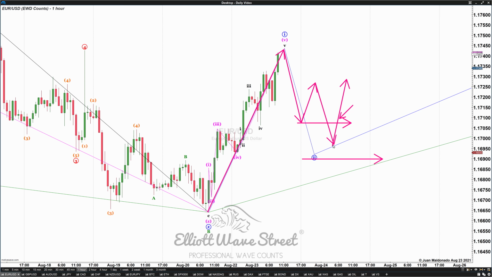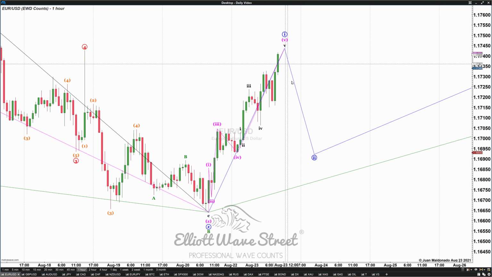The stop loss will be below the end of wave 2. Small stop loss. I'd like to use 30 pips and just jump into this buy trade. So just waiting for the discount. It seems that we have everything in place.